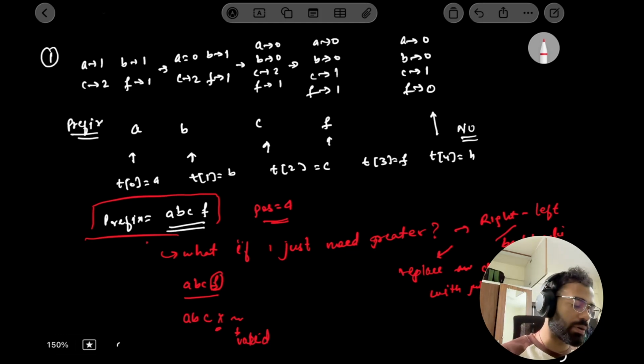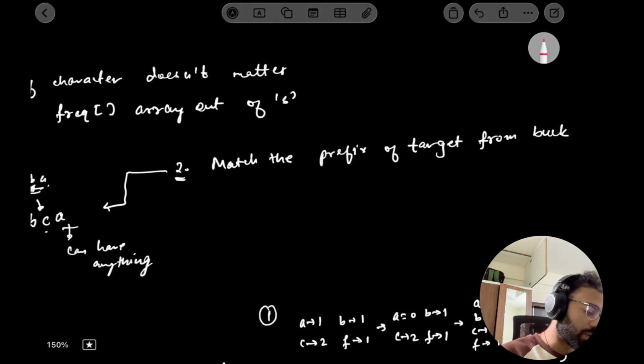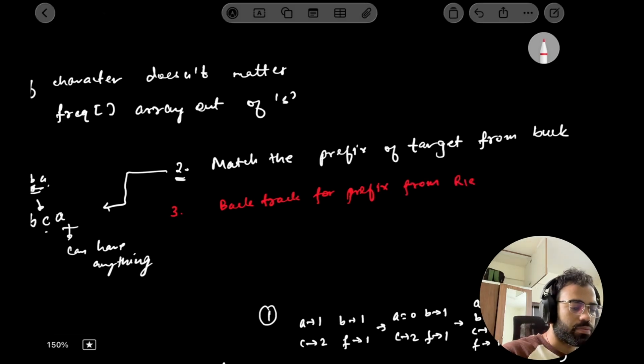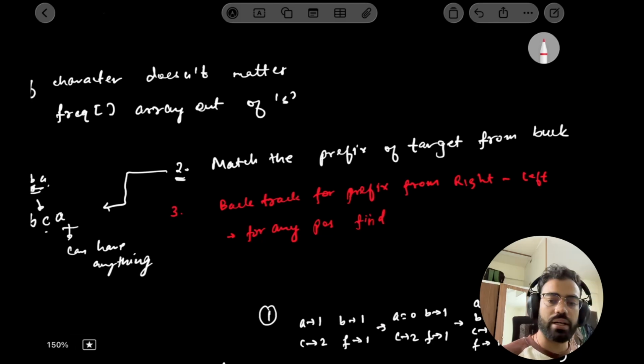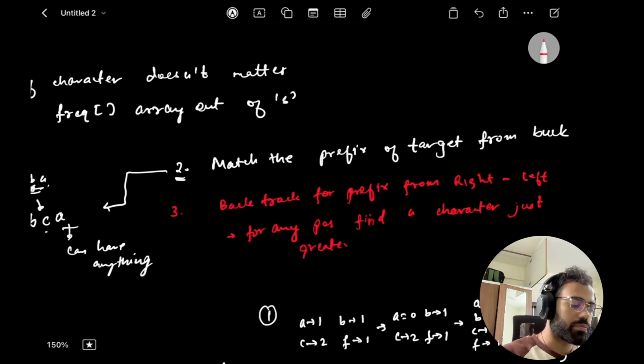This is the third part of the question. So what was the third part? Backtrack for the prefix from right to left. For any position, what we have to do? Find a character which is just greater than the current.